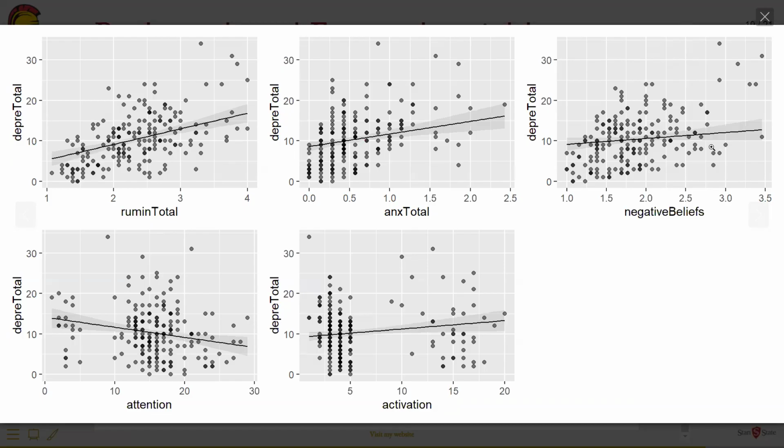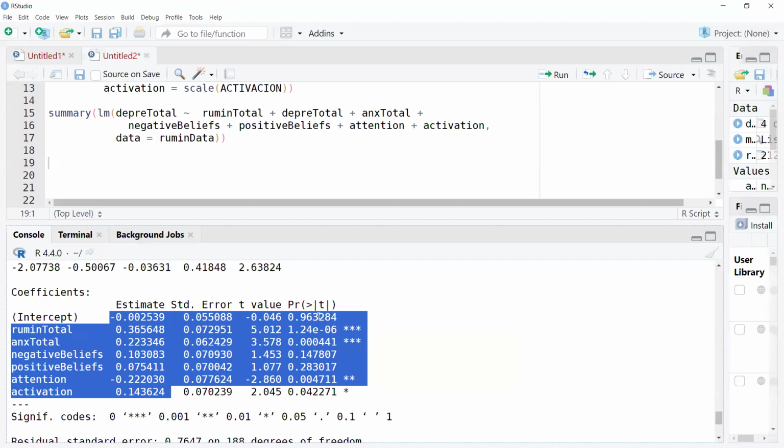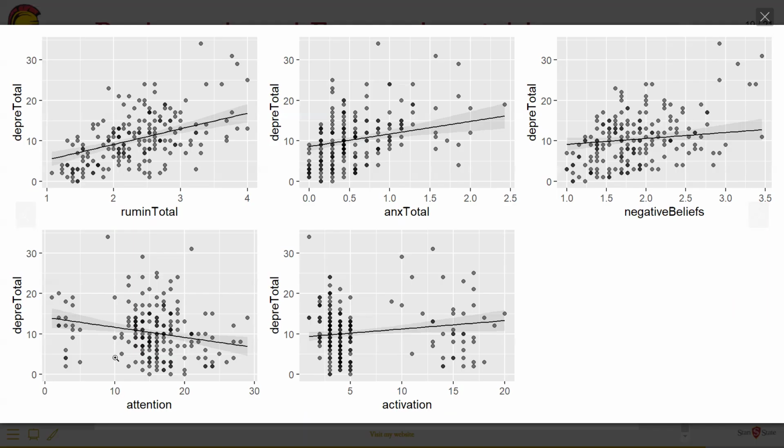In negative beliefs about rumination, the slope is not very pronounced or steep, right? It tends to be flat, actually, a little bit here. And that makes sense because the slope is very small, right? The standardized one was 0.10, and yes, 0.10 is very small. So look at the line. The line tends to be almost flat.